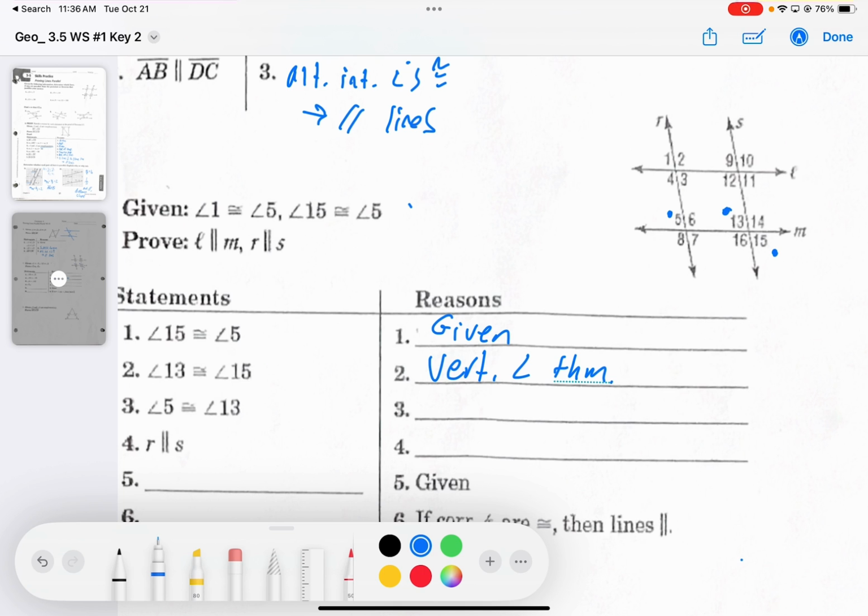It would be substitution. Because I know 15 is congruent to 5, and I know 15 is congruent to 13. So then 5 and 13 would have to be congruent to each other. So the substitution property is what I'm going to use here.